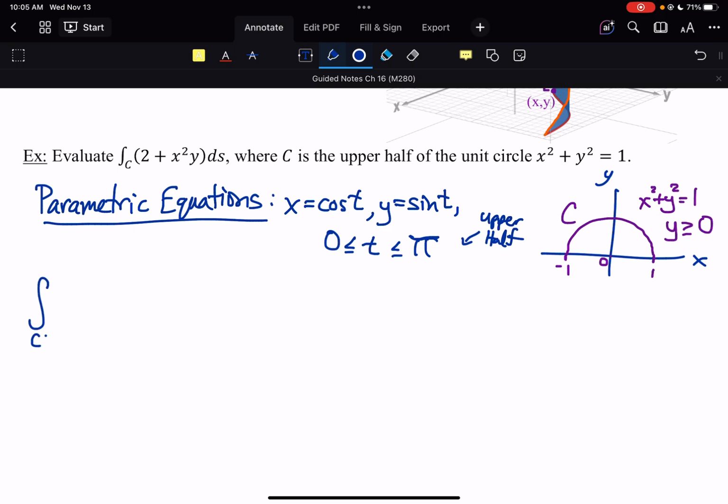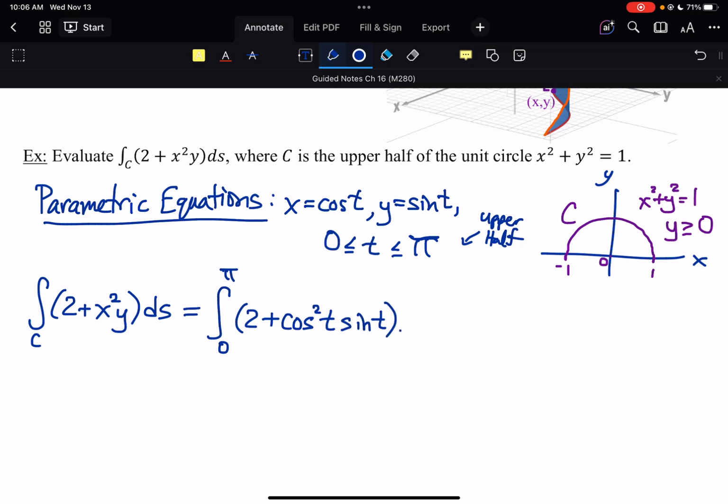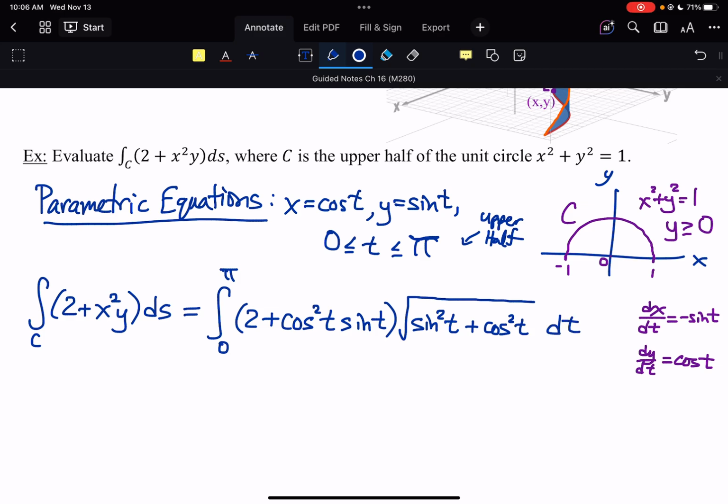So the line integral over C of 2 plus x squared y ds is going to be the integral from 0 to pi of 2 plus x gets replaced with cosine of t, so that's cosine squared t, y is sine of t, times the square root of the derivative of x with respect to t squared. So dx/dt is going to be negative sine of t, dy/dt is going to be cosine of t. So if we square this, it becomes positive. So we get sine squared t plus cosine squared t, dt.